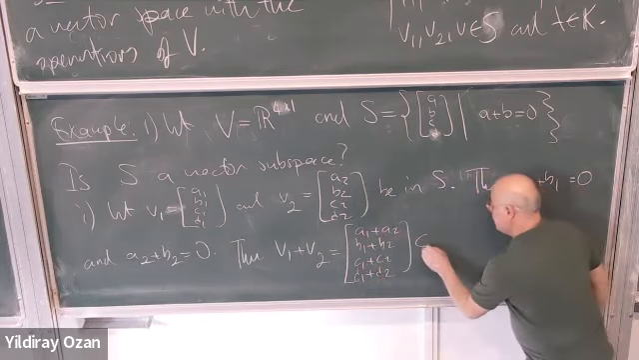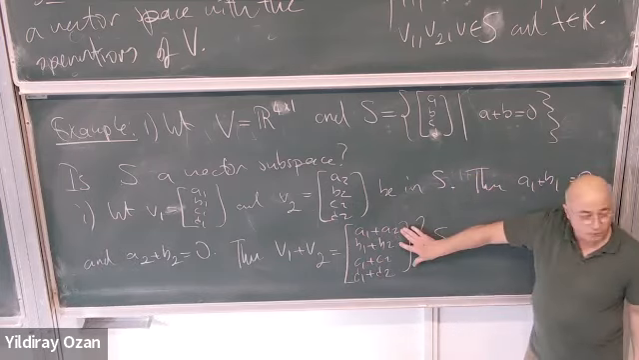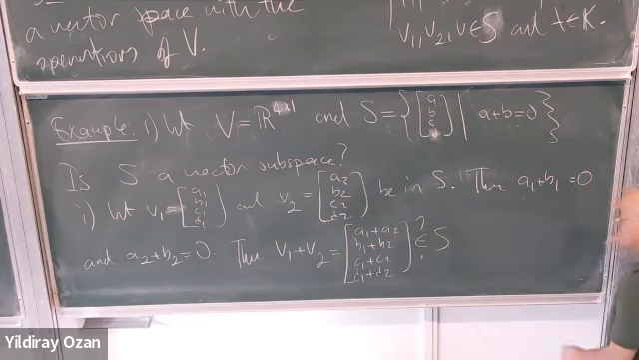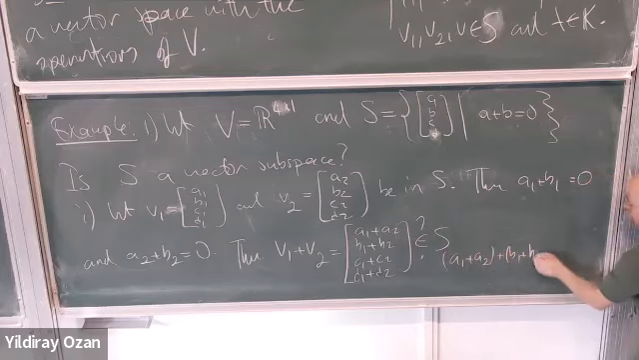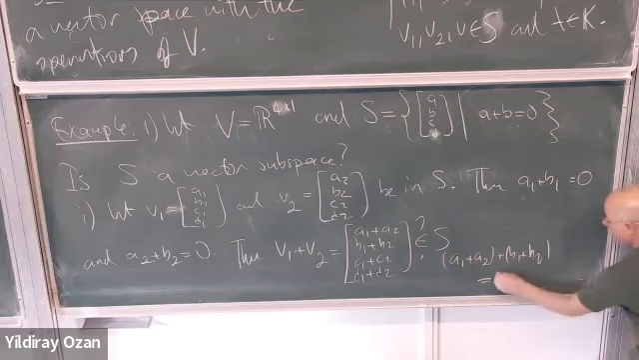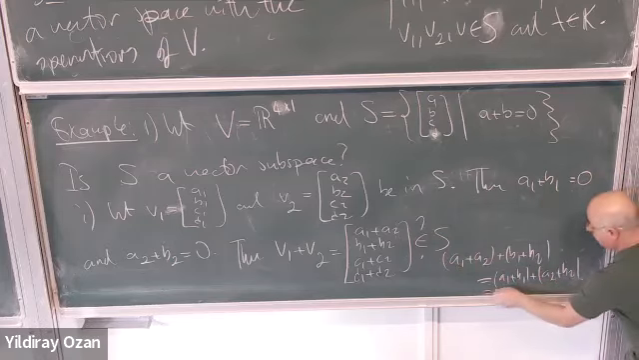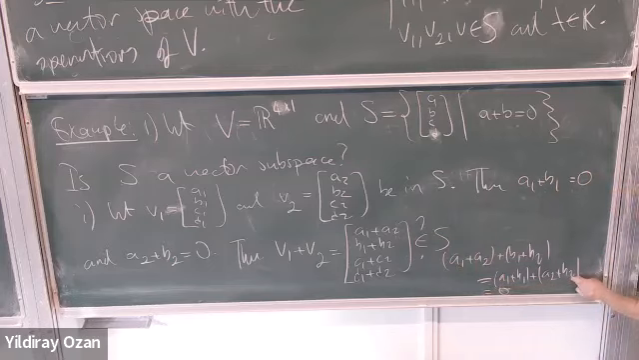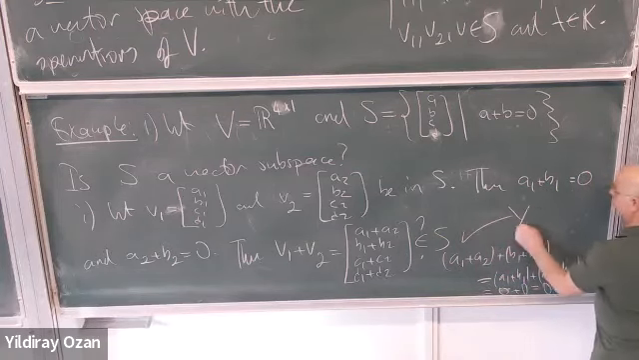Is this in S? Well, we have to check the following. The sum of the first two entries must be 0. So let's see A1 plus A2 plus B1 plus B2. What is this? Well, this is just A1 plus B1 plus A2 plus B2. But A1 plus B1 is already 0. A2 plus B2 is also 0. So both of them are zeros. Therefore, this sum is zero. So the answer is yes.